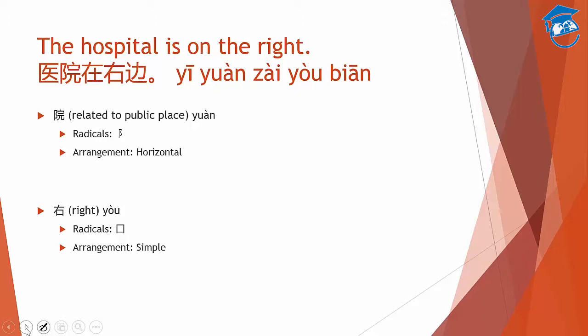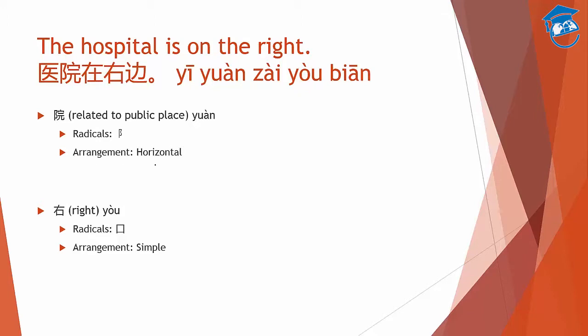After telling you about left, it's time to say on the right. The sample sentence I have here is the hospital is on the right. 医院在右边. There are only two new words here as the rest you have learned in the previous lesson. So 院 is related to public place. As a hospital is a public place, we are using this when we are saying hospital. This is the pinyin and the radical is what's on the left here.